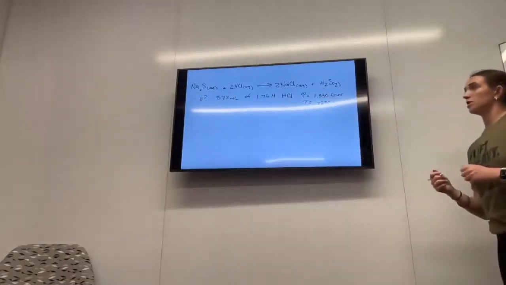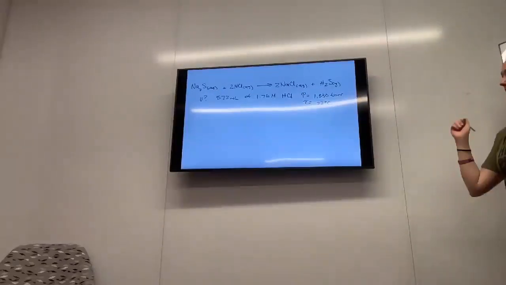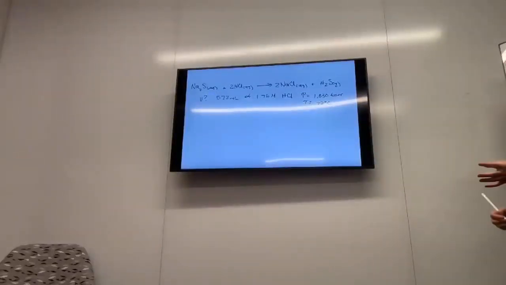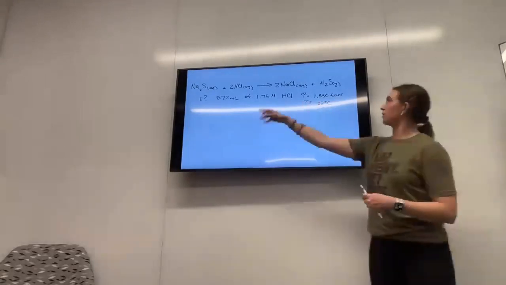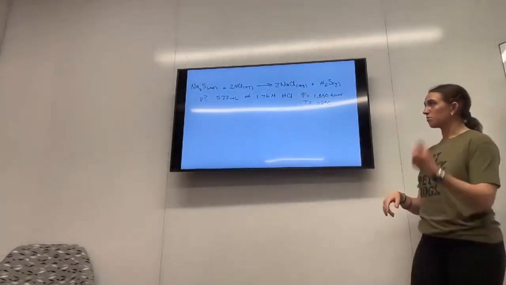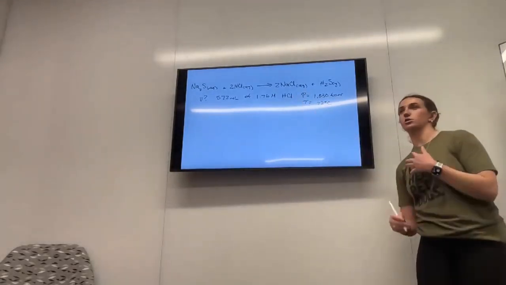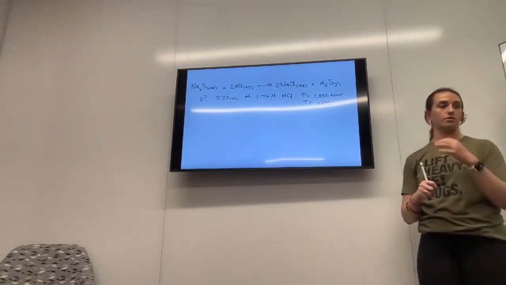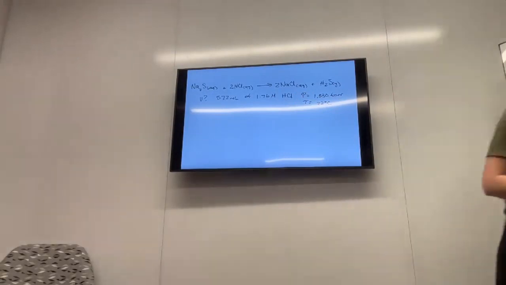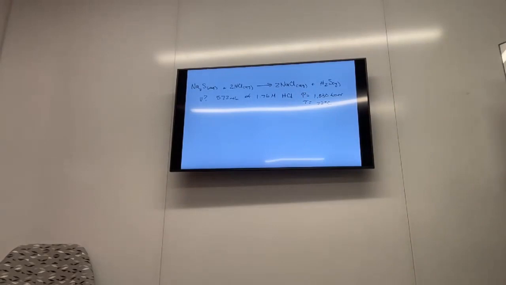So we're working with gas laws, because we have volume, pressure, and temperature. What else do we need from gas laws in order to use this equation or start off this question? We need our moles. How are we going to find our moles? We use the concentration, so 1.76 equals the moles over 0.572. Awesome.